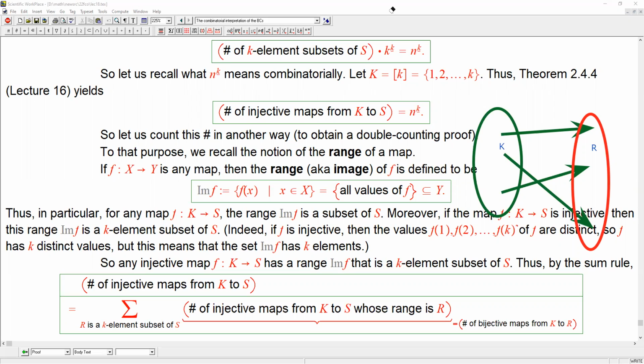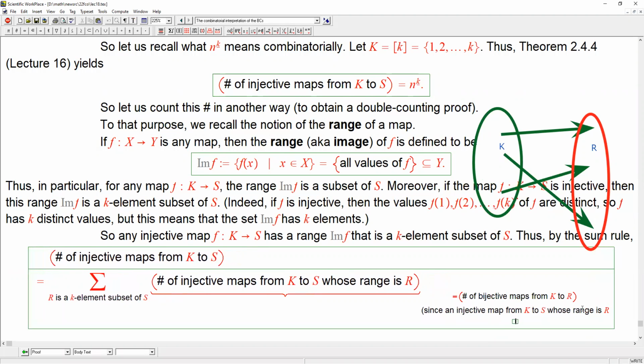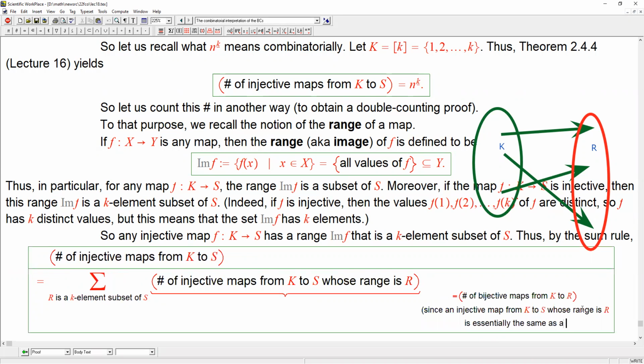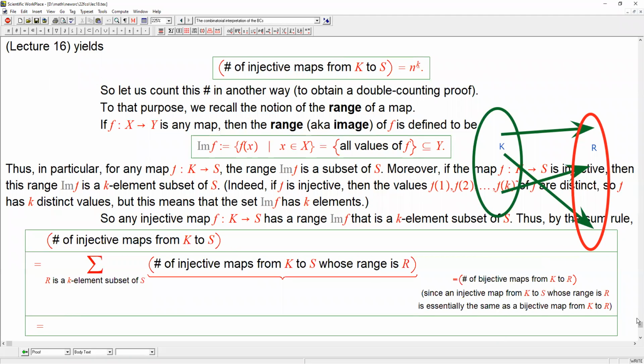And conversely, of course, if I have a bijective map from K to R, it's an injective map from K to S whose range is R. So an injective map from K to S whose range is R is essentially the same as a bijective map from K to R. And when I say essentially, I'm just paying respect to the pedantic notion of a map from K to S being not the same as a map from K to R. But this is really not a difference we need to pay attention to.